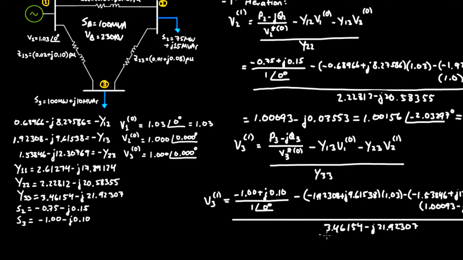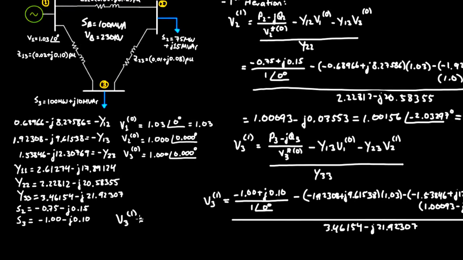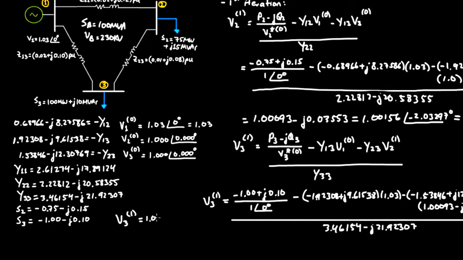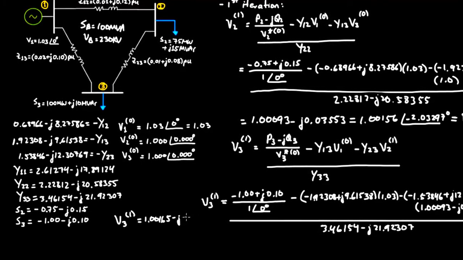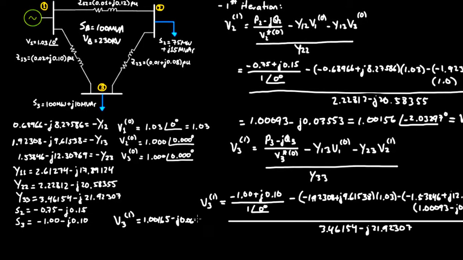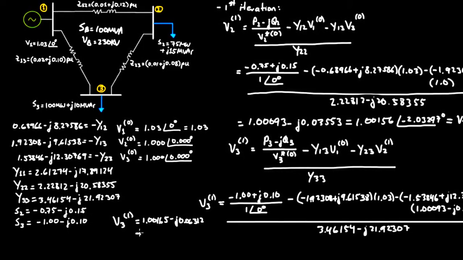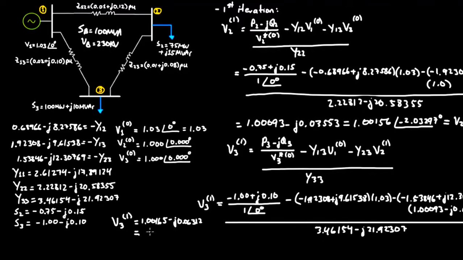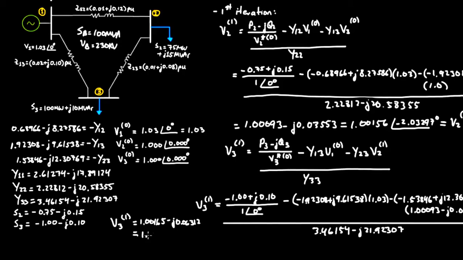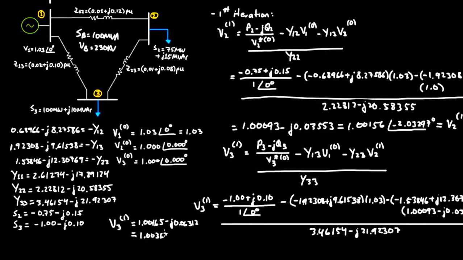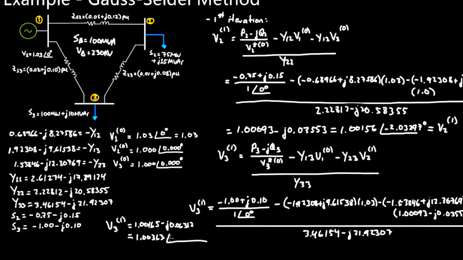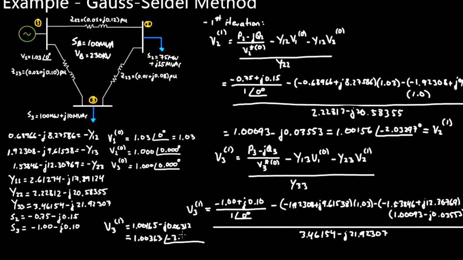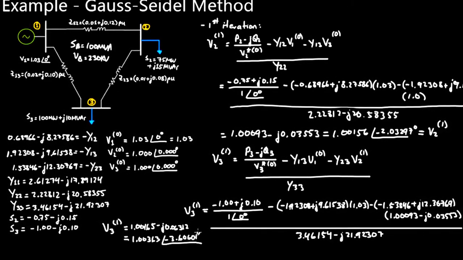And so now if we solve for V31 over here, let me put it over here on the left, V31 is going to be 1.00165 minus J 0.06312. And again, just so that we can compare to our initial guess, let me write that down in polar form as well. That's equal to 1.00363 at an angle of minus 3.60601.